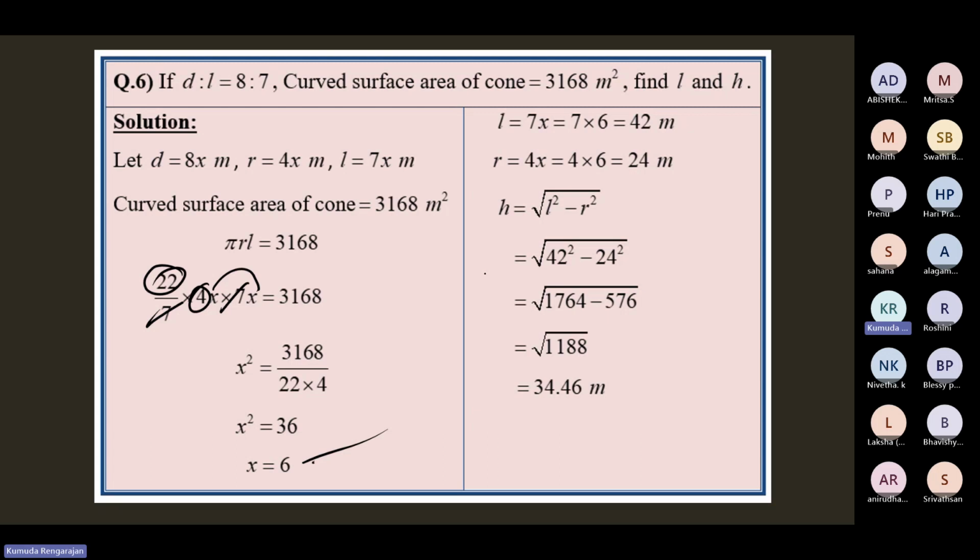Once you find x, you can find this one and then use a relationship to find h.